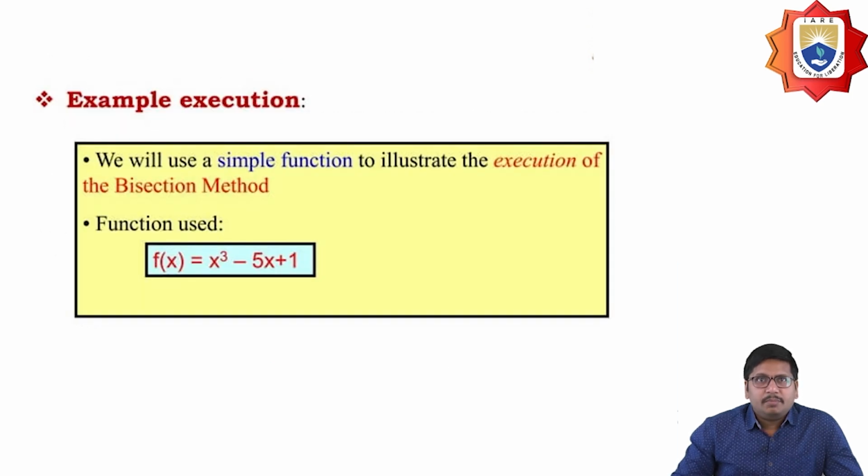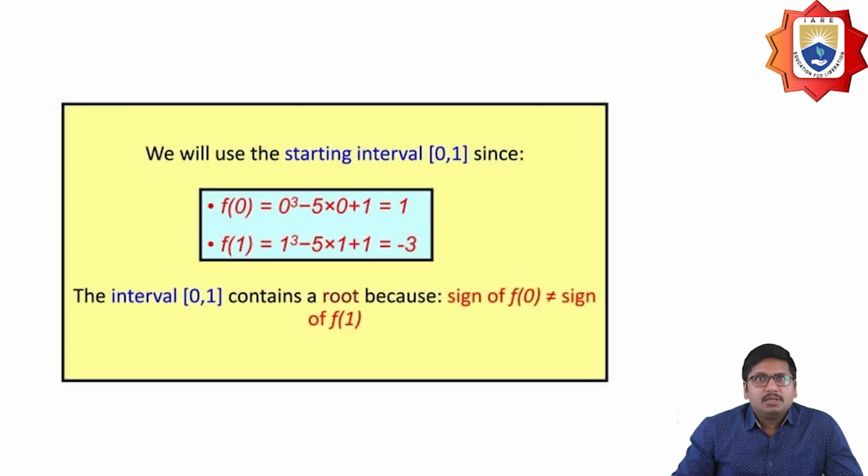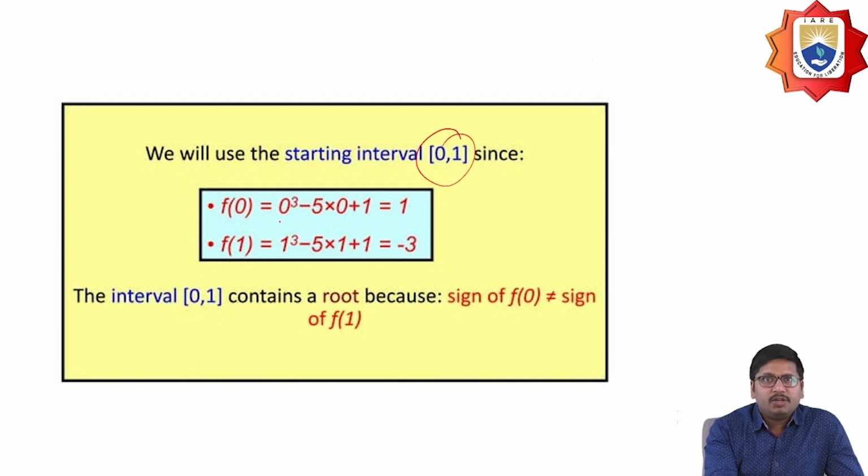Let us take an example. We're going to have a simple function to illustrate the execution of the bisection method. Suppose the function is x cube minus 5x plus 1. Suppose we start with the interval 0 and 1. So f of 0 equals 0 cube minus 5 into 0 plus 1, so f of 0 should be 1. Similarly, if I substitute 1 in the equation, this is the value I get.